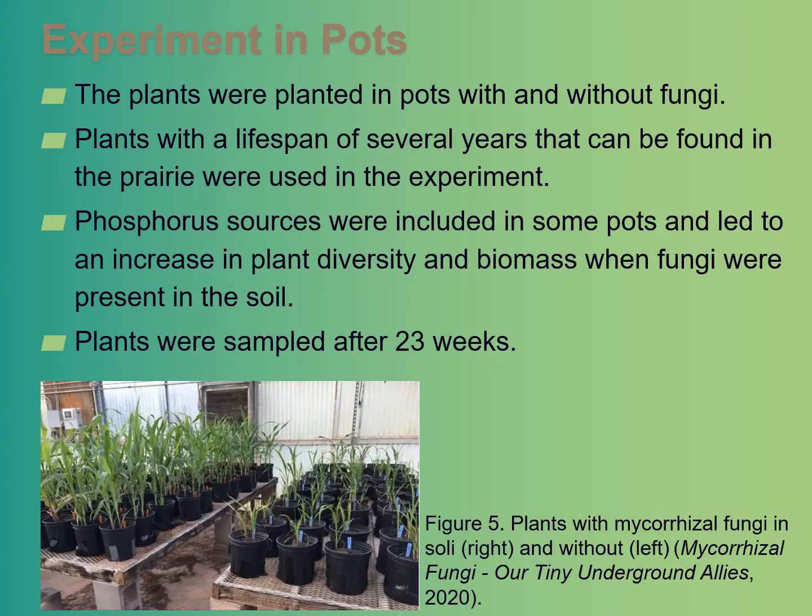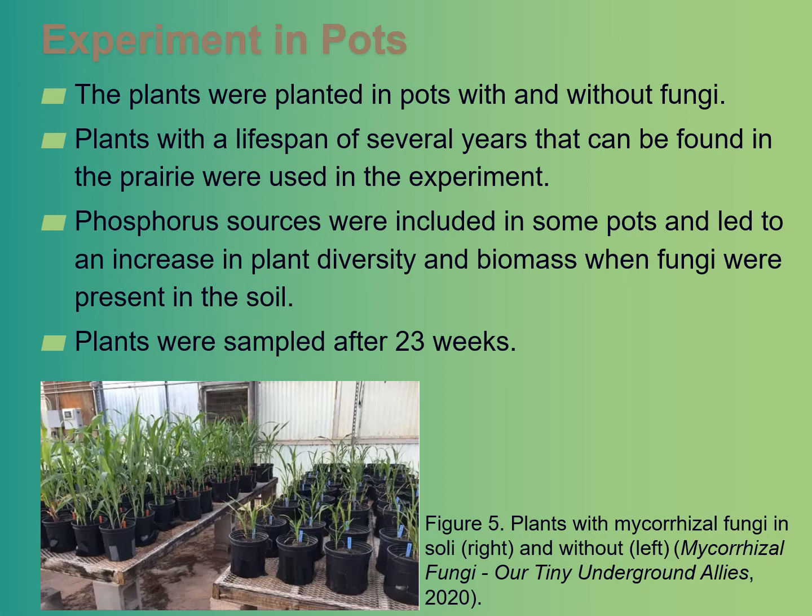Vogelsang et al. planted potted plants in soil that was sterilized without mycorrhizal fungi, soil treated with one species of mycorrhizal fungi, and soil treated with 6 species of mycorrhizal fungi. Sterile soil was used as a control, and the authors used perennial high-grass prairie plants, which are plants that have a lifespan of several years.